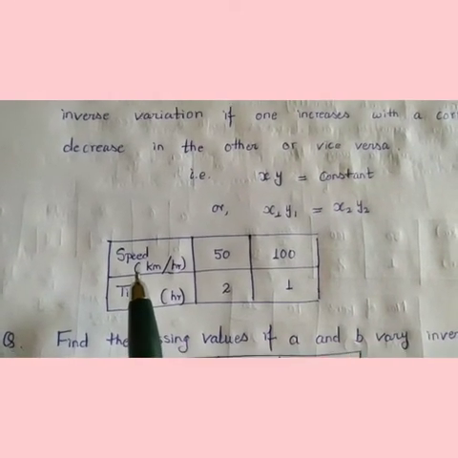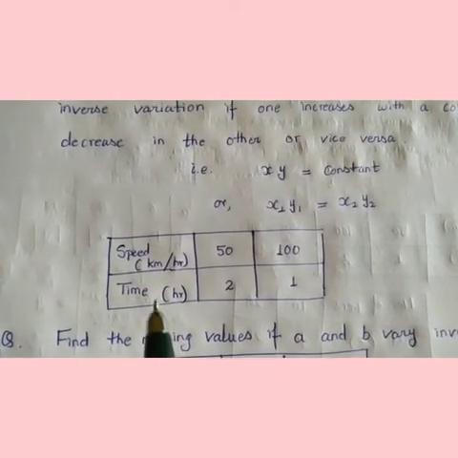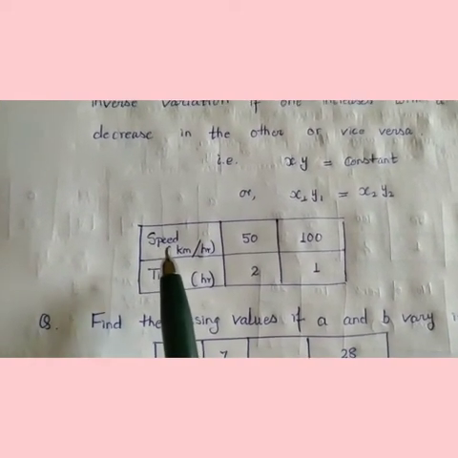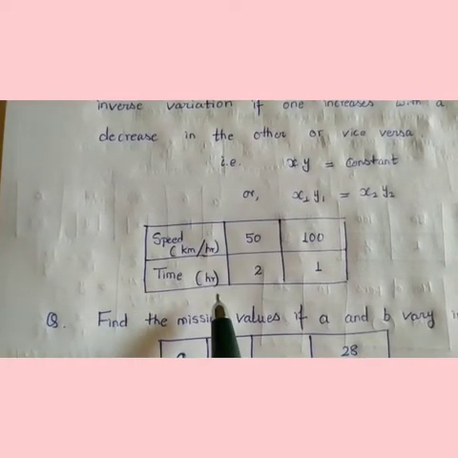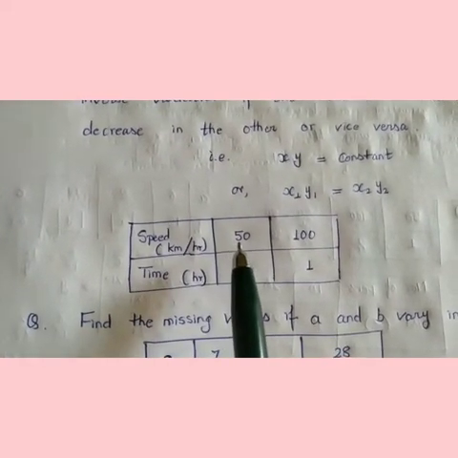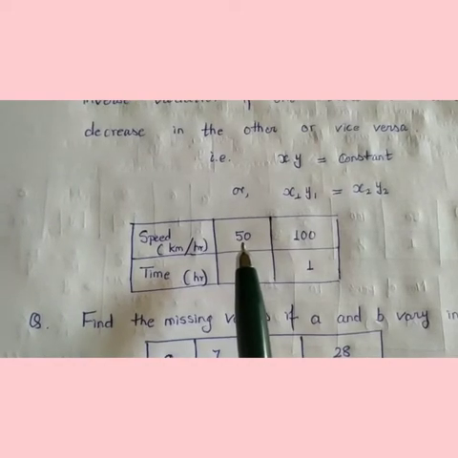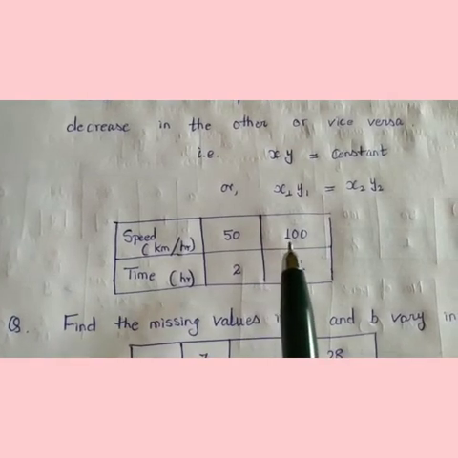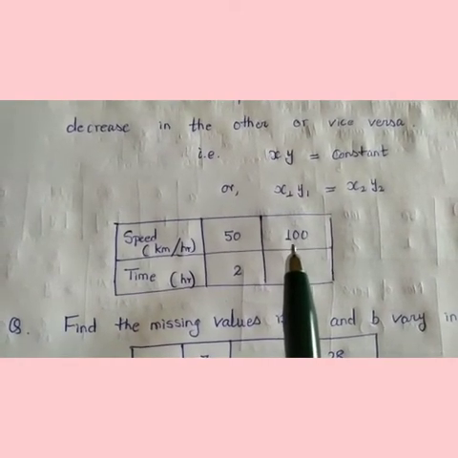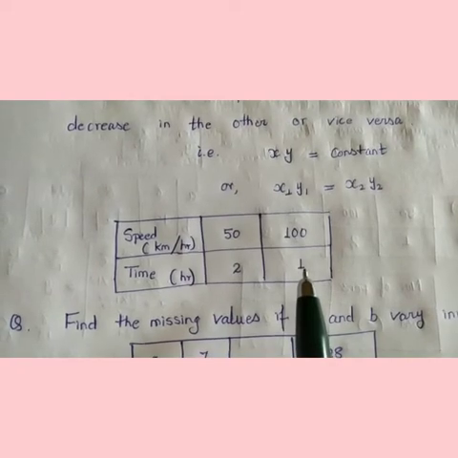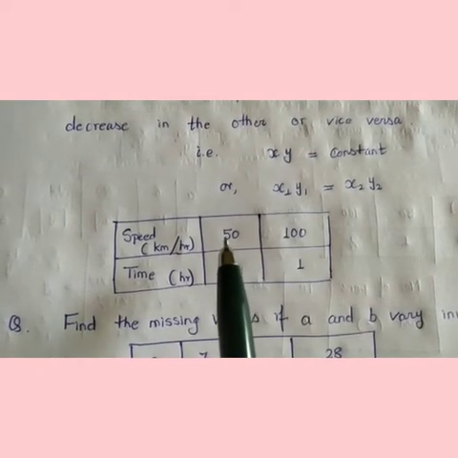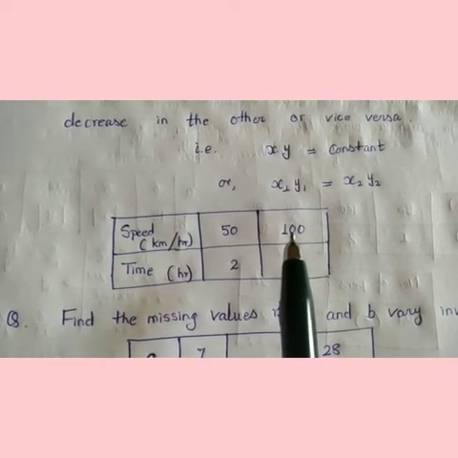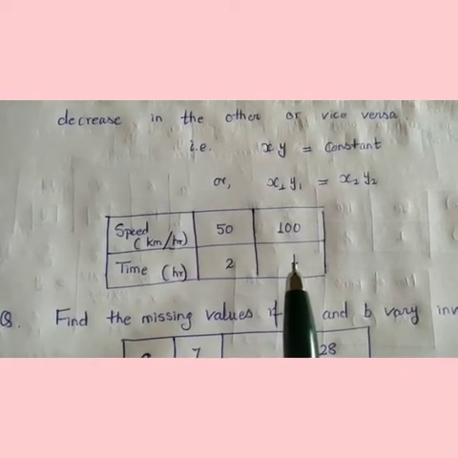Suppose you have to go to Ranchi from Gumla, and I have prepared a box. Here I have written speed in kilometer per hour and time in hour. Now if your speed is 50 km per hour, the time taken is 2 hours. And if your speed is 100 km per hour, then the time taken is 1 hour. This means that if you increase your speed, then it will take less time to reach Ranchi.